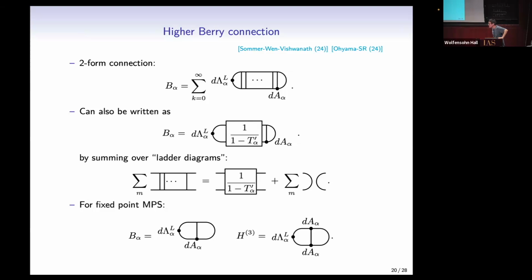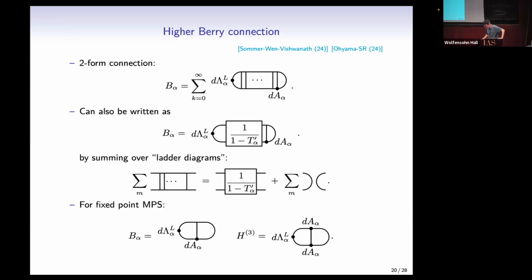What's an example of parameter space where H3 depends on the one-form connection? I see. So I don't know such examples, but that may be interesting to think about. I didn't have any example.